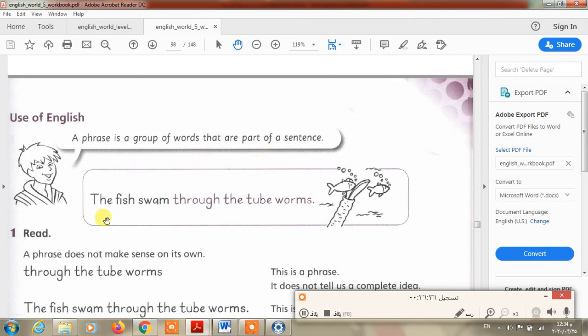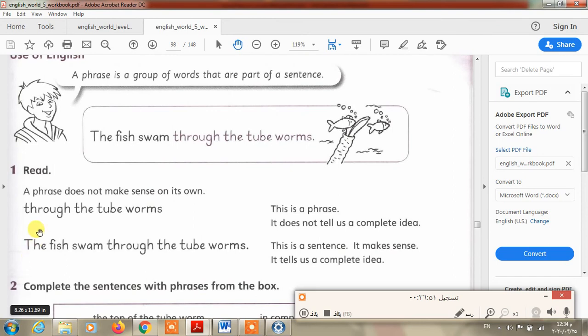For example, the fish swam through the tube worms. Through the tube worms is the phrase. A phrase doesn't make sense on its own. Through the tube worms, it has no meaning. So, okay, this is a phrase. It doesn't tell us a complete idea.